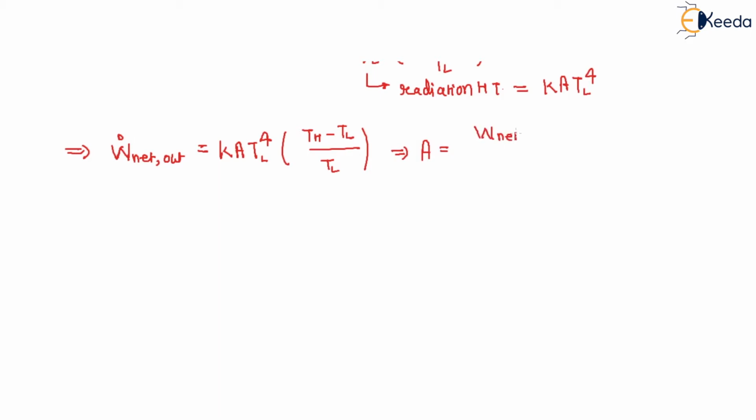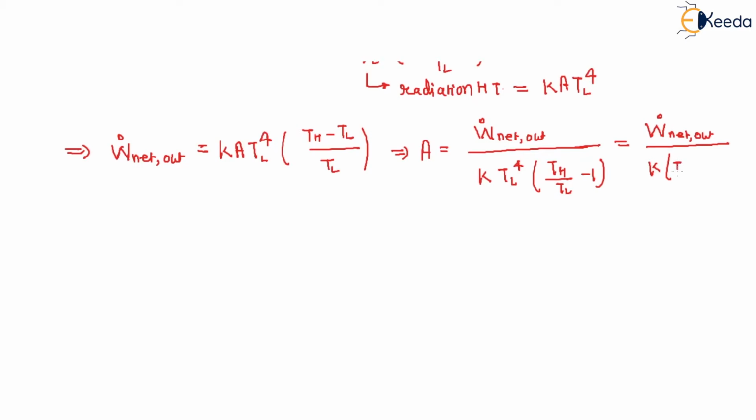A is nothing but W net out dot divided by, if you rearrange that, K TL power 4 into TH by TL minus 1. If we rearrange like that, that means W net out divided by K TH into TL power 3 minus TL power 4, right?